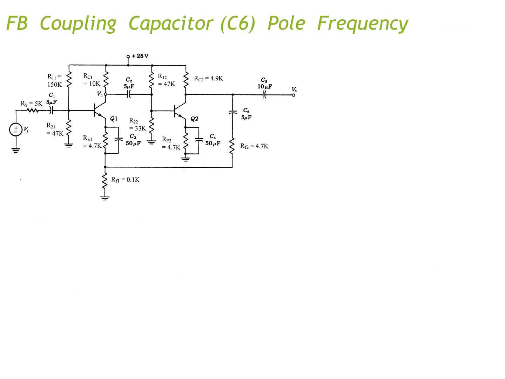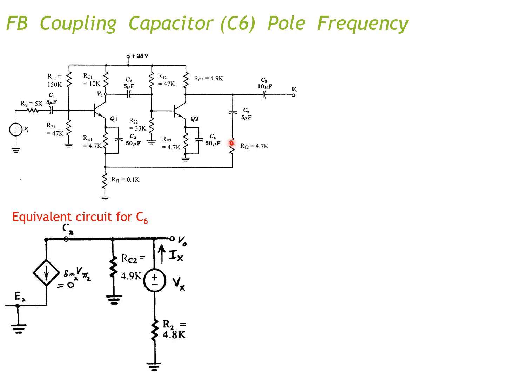Feedback coupling capacitor C6. So I work on this because I just want to go in this flow, and I'm coming back to the bypass capacitors. For C6, I do the same thing. I put VX in here, I ground, I short the rest. Okay, so if I short this, this is VO, I short everything, then I work up to here, then I see GM2 VPi 2, and I stop right there, I set it to 0.